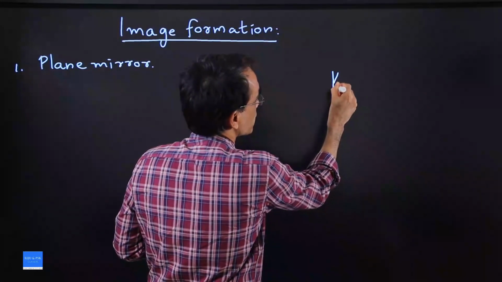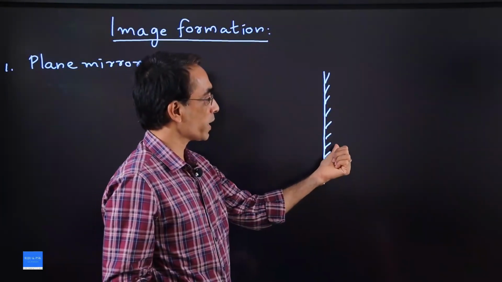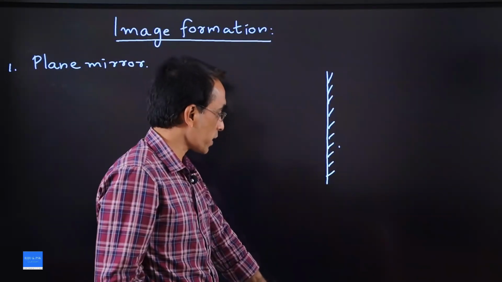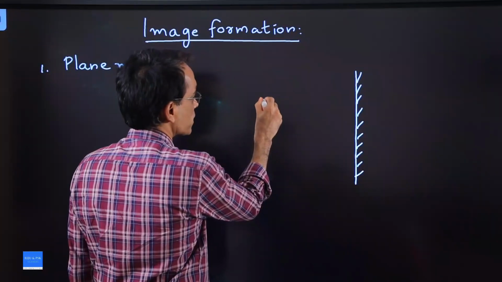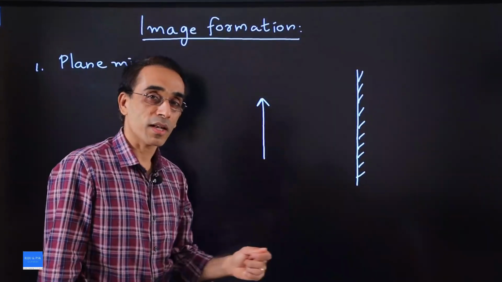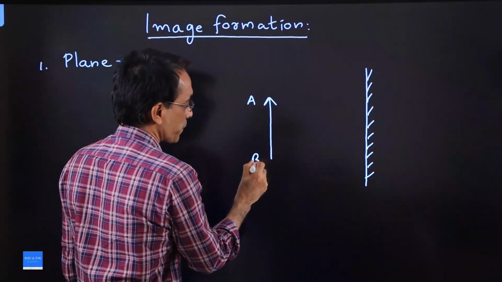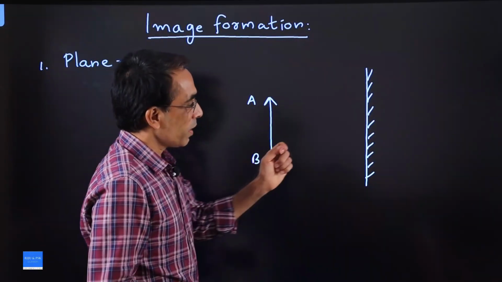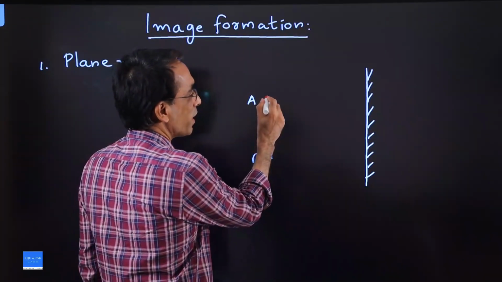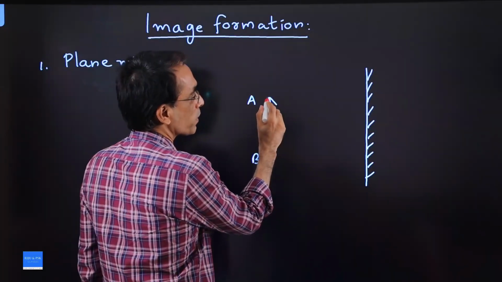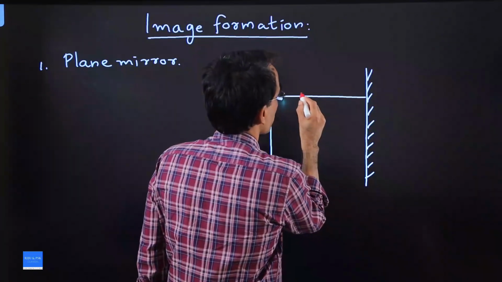This represents a plane mirror. This is the non-reflecting side, this is the reflecting side. Now consider that there is an object here. Objects are generally marked as a vertical arrow mark, and I call this object AB. Okay. Now this is a plane mirror. Consider one light ray from the point A, and this will fall normally on the mirror.